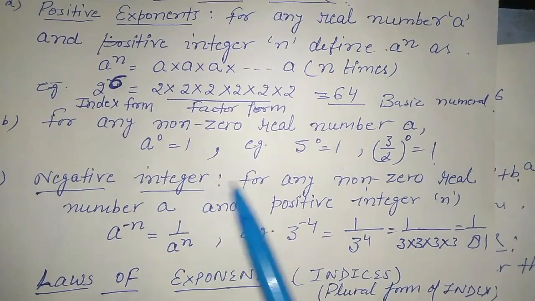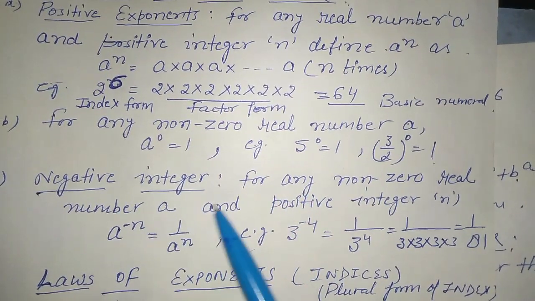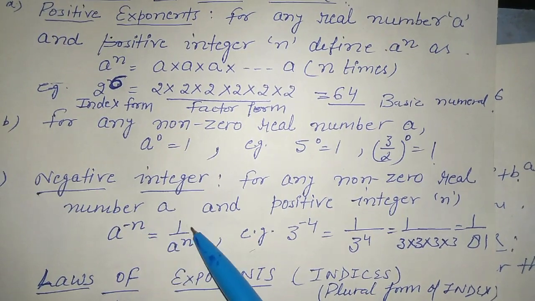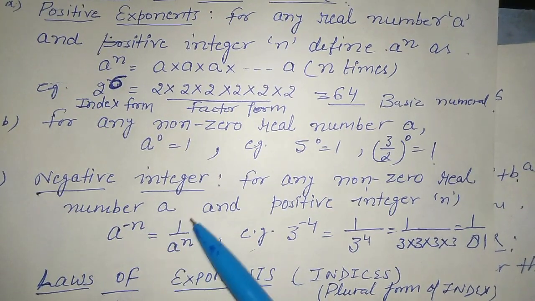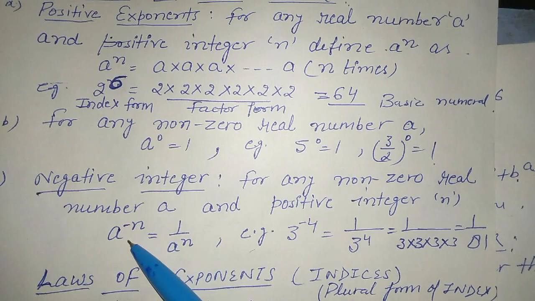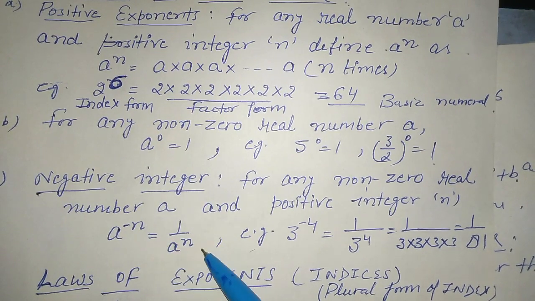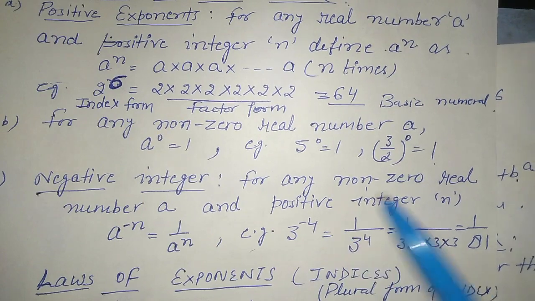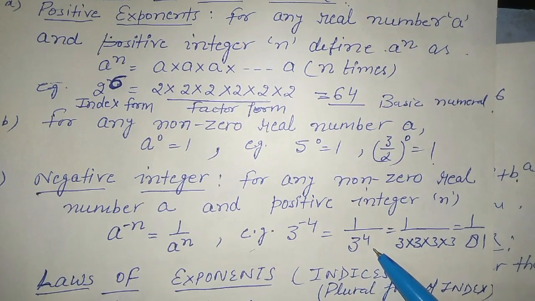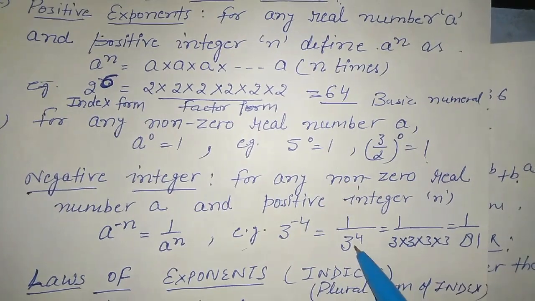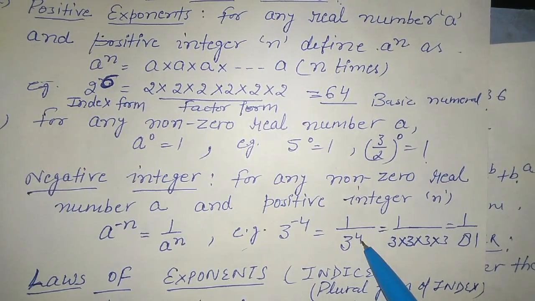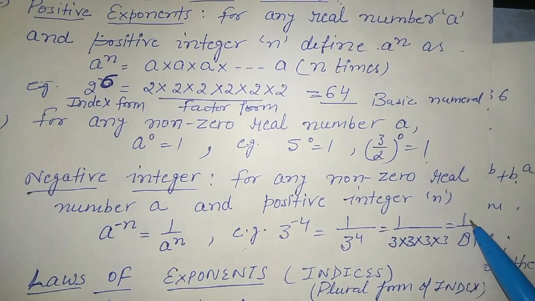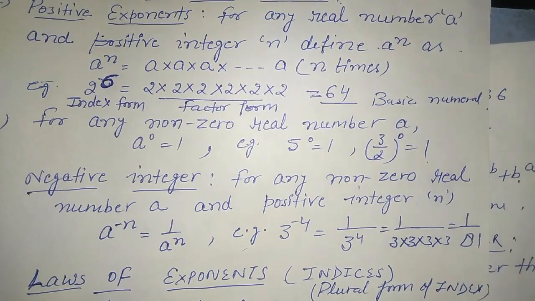Negative integer. For any non-zero real number a and positive integer n, a to the power minus n will become positive by taking it in the denominator. A to the power minus n is equal to 1 upon a to the power n. Example, we can take 3 to the power minus 4. So it becomes 1 upon 3 to the power 4. Or we can write 3 how many times? Again 4 times, because the power is 4: 3, 1, 2, 3, 4. When we multiply, we get the answer as 1 upon 81.